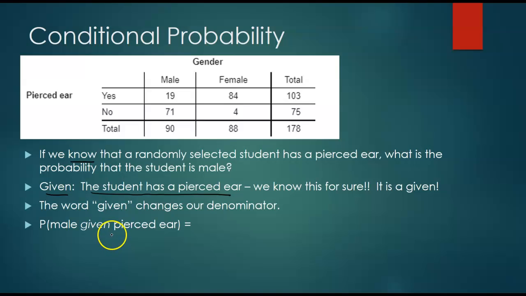The probability of a student being male given that they have a pierced ear. So remember, we know for sure that they have a pierced ear. That means we can get rid of everything else but this. We know for sure that that's true. We want to find the probability that they're male, so we still put 19 on the top, but the given changes our denominator. Instead of using 178, we are now using 103. So the probability that a student is male given that they have a pierced ear is 19 divided by 103, which is 0.184.